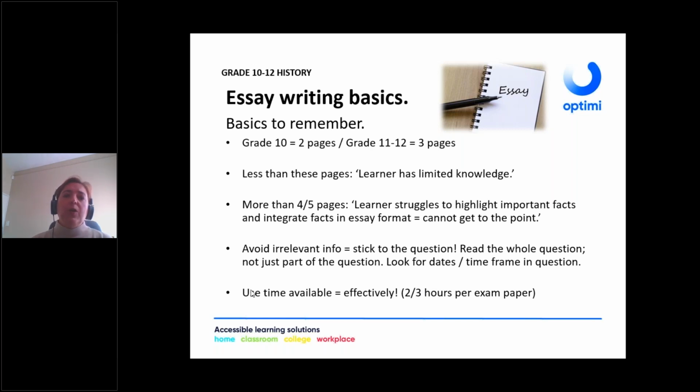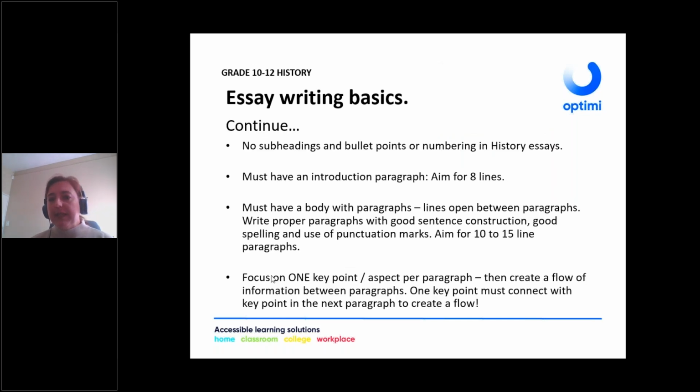Also very important in essay writing skills is that in history essays, there are no subheadings. There are no bullet points and there are no numbering in history essays. The same with research tasks, where you need to write an index, but you need to write an essay.